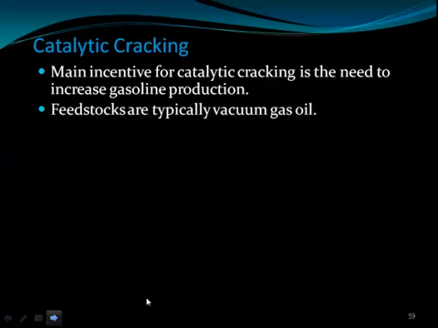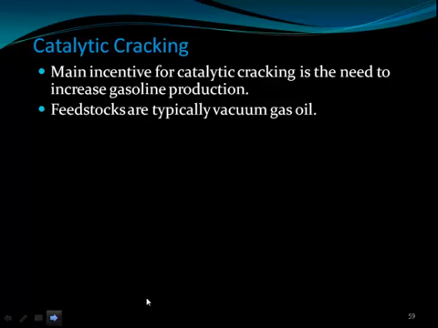Generally, gasoline has a lower boiling point, which means lower molecular weight products. When we have heavy crude oil, we have to degrade it into lower molecular weight products, so they will have a lower boiling range. That in turn gives us gasoline.